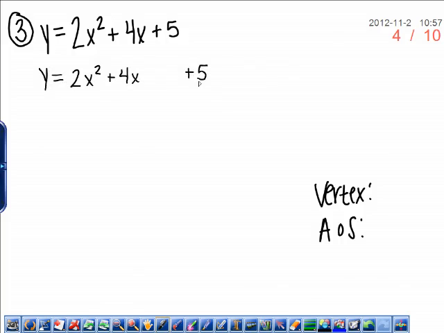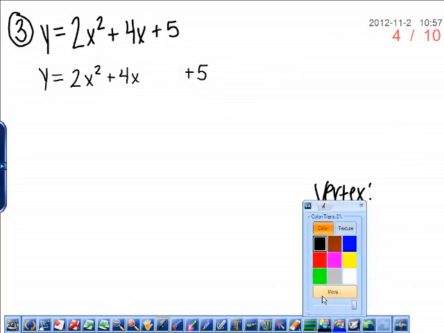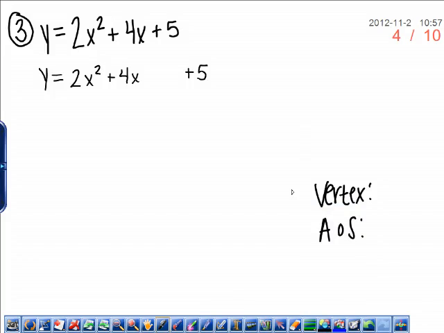Okay. I have to see what my a value is. I have to check that my a value is 1. Is my a value 1? No. What is my a value? 2. So because 2 is my a value, I have to pull out the 2. Now in this case, 2 happens to go evenly into 4, so that's nice. But it doesn't matter whether it goes in evenly or not. Whatever the a value is, you must pull it out.